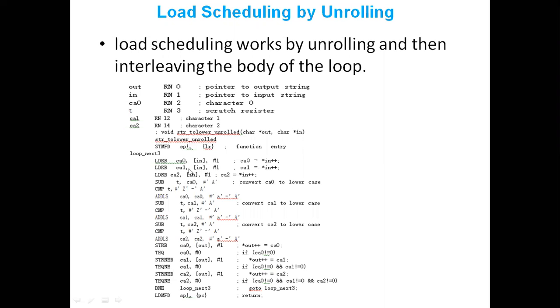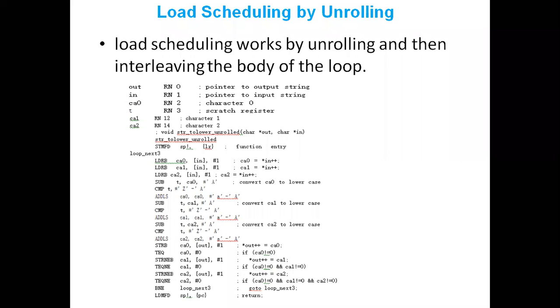in the next cycle we are loading the second character into CA1, which is nothing but R12. In the third cycle, what you're doing is that we are loading into CA2, which is register number 14. That is, character 0 is loaded into register number 2, character 1 is loaded into register number 12, and character 2 is loaded into register number 14.